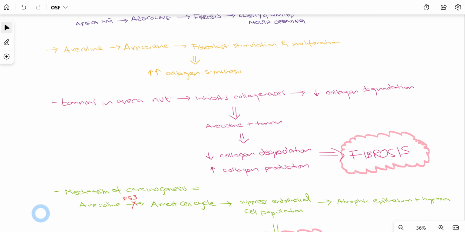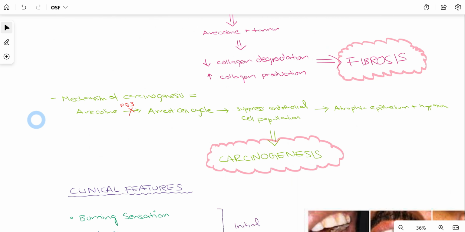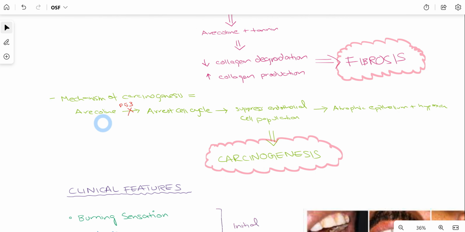As I mentioned at the beginning of this video, OSF is a potentially malignant condition. It can lead to cancer, which is oral squamous cell carcinoma. Now, if we talk about the mechanism as to how this occurs, initially arecoline is present. Arecoline inhibits P53. P53 is one of the most important tumor suppressor genes, which basically regulates the cell cycle throughout the body. Since arecoline inhibits P53, the cell cycle is now arrested.